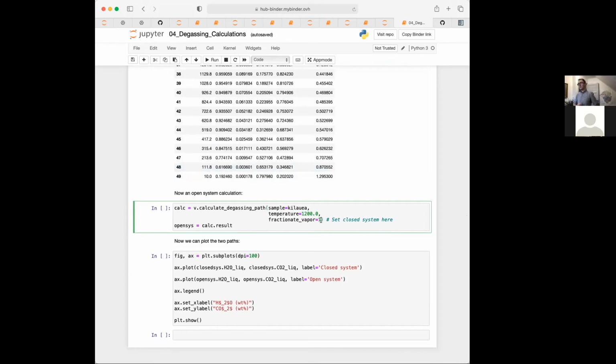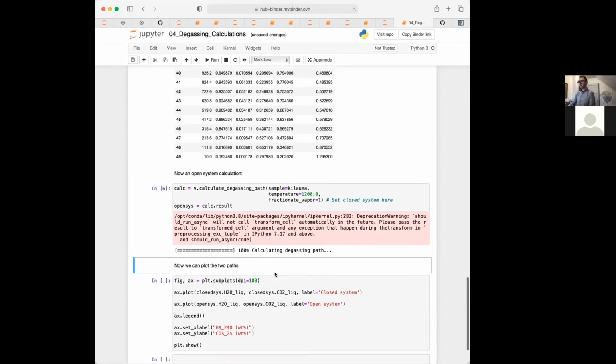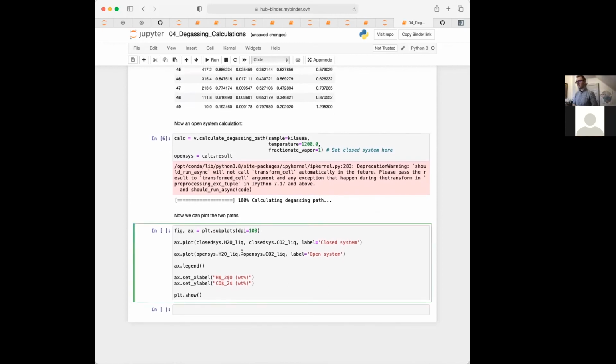So this is where fractionate vapor is set to 1. So fractionate all of the vapor. It's repeating the same thing again. So it'll start from the same place, but this time, every time an infinitesimally small bit of volatile mass is produced, it will leave the system. And now we could look at the table again, or we could just plot the results and compare the two.